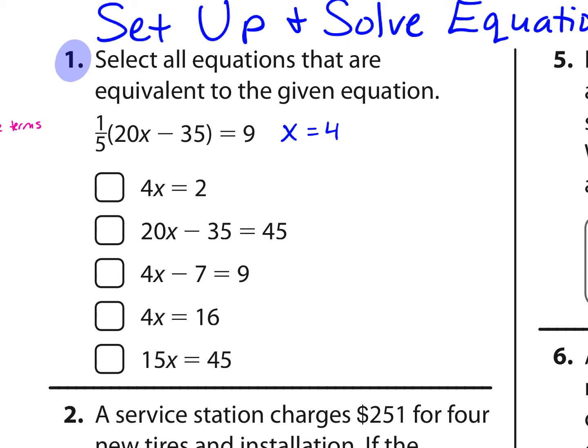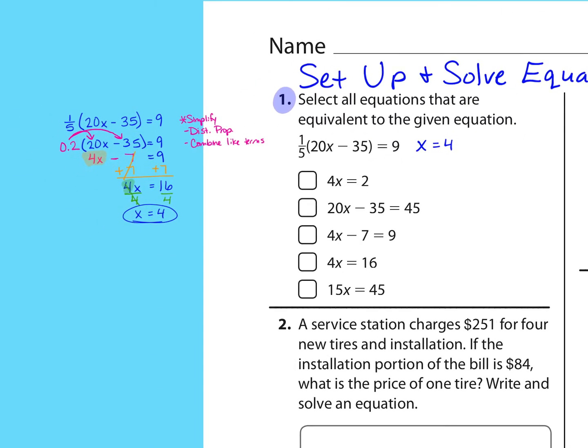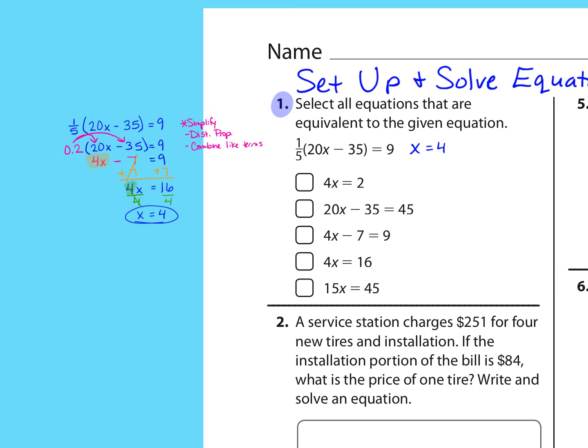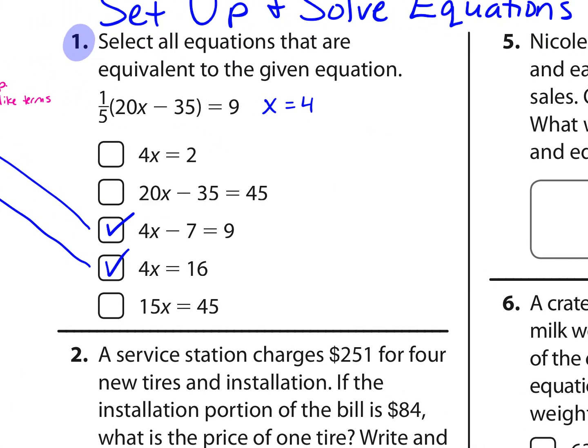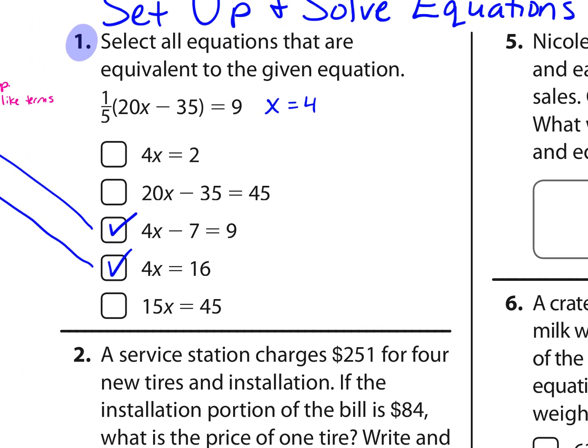We might have some that repeat steps from our original problem. And so I notice that this step here, 4x minus 7 equal 9, matches up here to a step that we worked in the equation. Also notice this step, 4x equals 16, matches up here to a step that we worked in the equation as well. We could test these others to see if they're going to come out to x equal 4, because there might be some equivalent equations that were not worked out the exact same way. So I'm going to test them out.